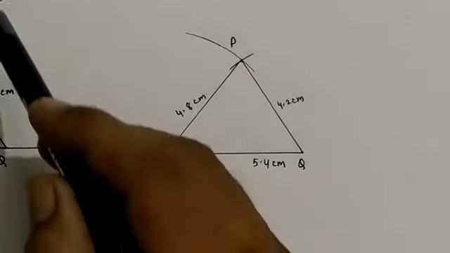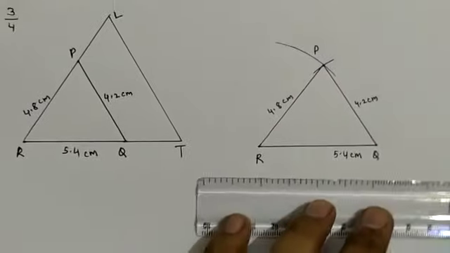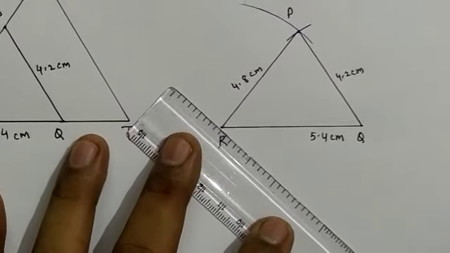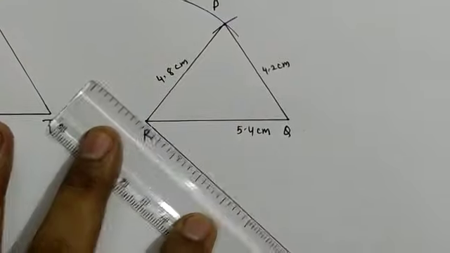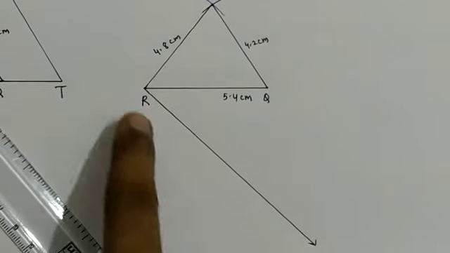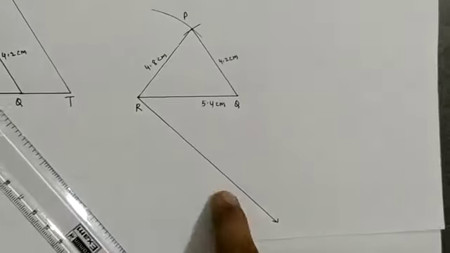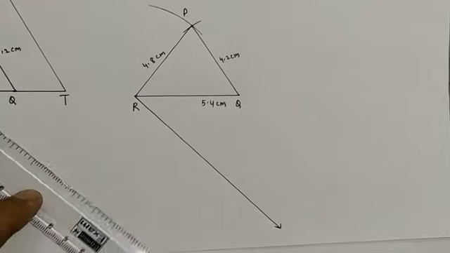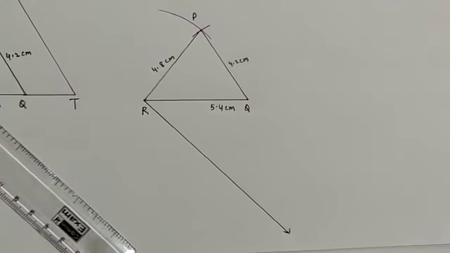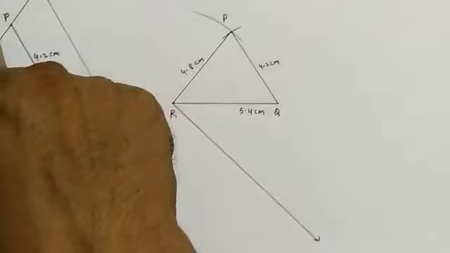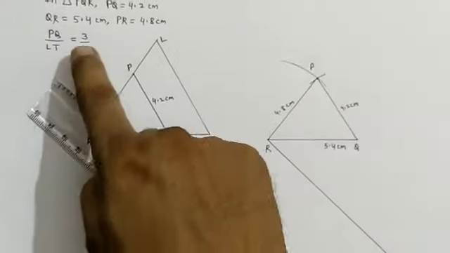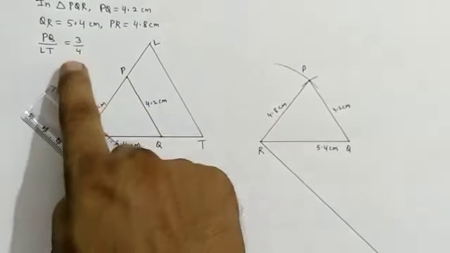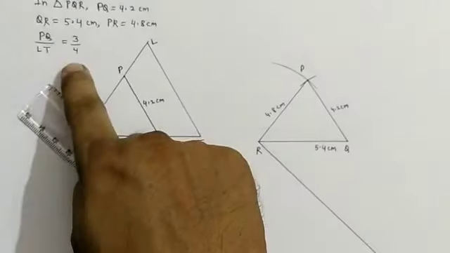Now to construct triangle LTR, from this point R you are going to draw an acute angle. You can draw an acute angle of any measurement. After this, from point R, see the ratio PQ upon LT is 3 upon 4. The ratio is 3:4 and the 4 is bigger. So we'll take 4.